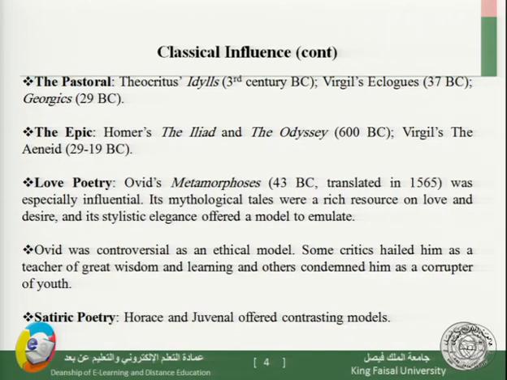When we talk about the epic, the most important classical influence, of course, is Homer, and especially the Iliad and the Odyssey. Estimates are that they were written around 700 or 600 BC. Also a very important influence as far as the epic is concerned was Virgil, and especially his epic poem, the Aeneid, which was written around 29 or 19 BC.